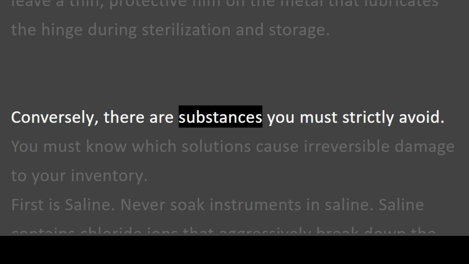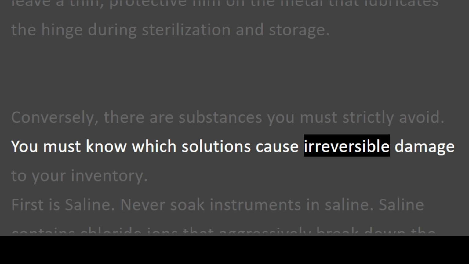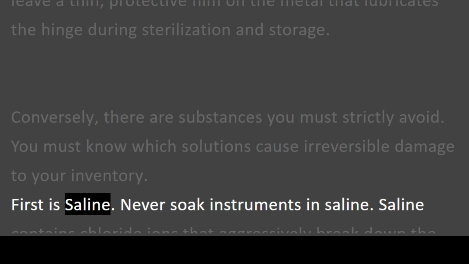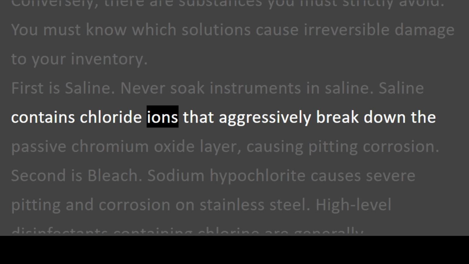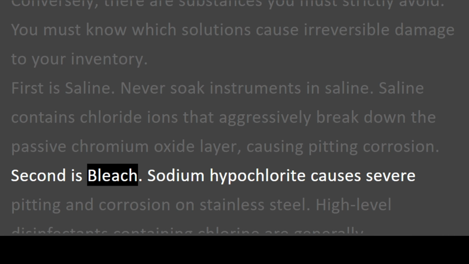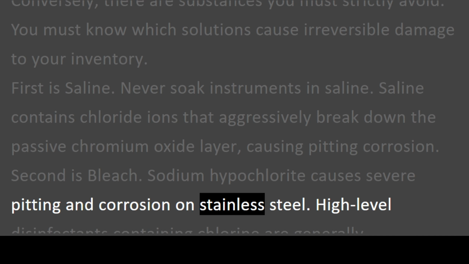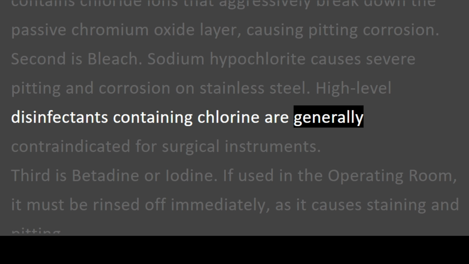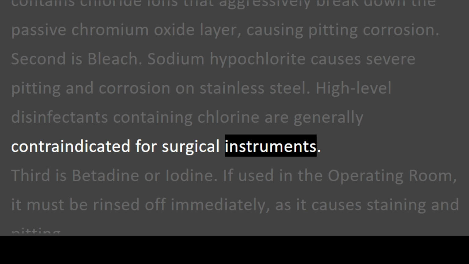Conversely, there are substances you must strictly avoid. You must know which solutions cause irreversible damage to your inventory. First is saline. Never soak instruments in saline. Saline contains chloride ions that aggressively break down the passive chromium oxide layer, causing pitting corrosion. Second is bleach. Sodium hypochlorite causes severe pitting and corrosion on stainless steel. High-level disinfectants containing chlorine are generally contraindicated for surgical instruments.